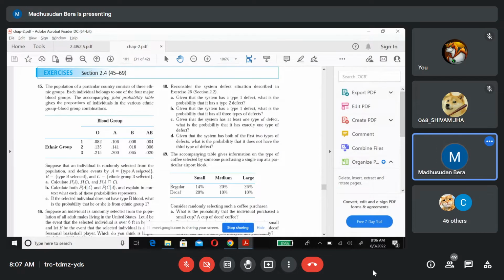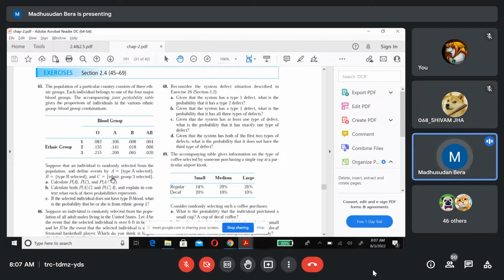So what is A? A is type A selected. So if type A is selected, that person is from either group 1 or group 2 or group 3, but they are mutually exclusive events. So the probability of A: 0.106 if he belongs to ethnic group 1, 0.141 for group 2, and 0.200 for group 3. So P of A is 0.106 plus 0.141 plus 0.200.